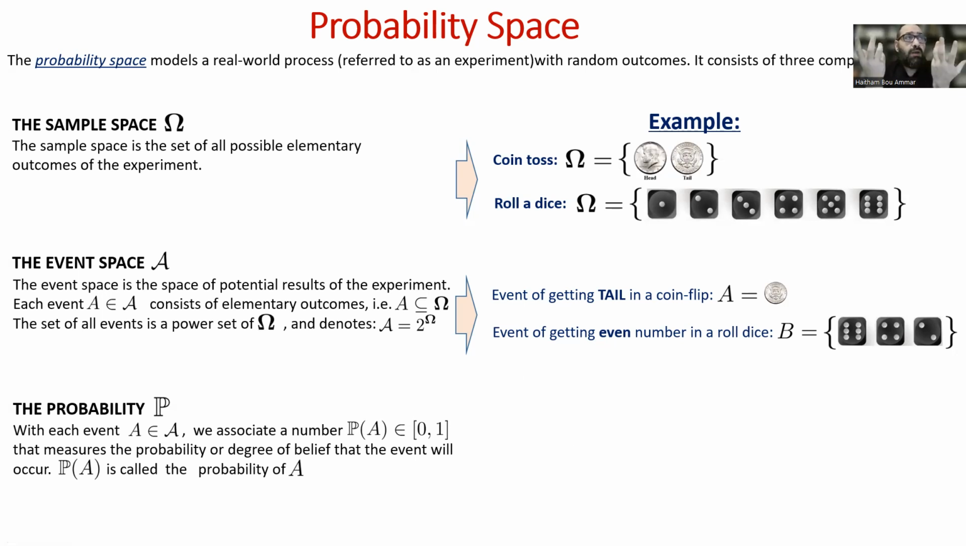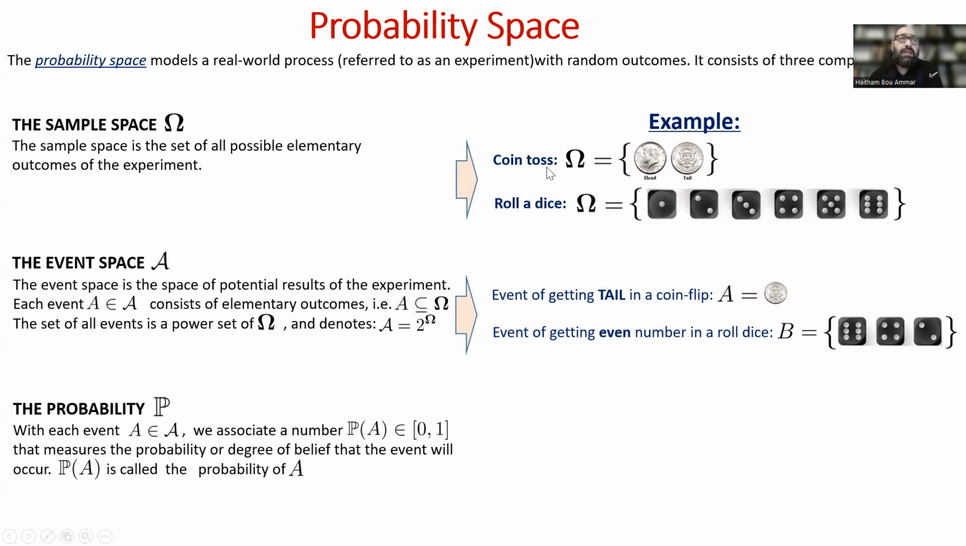So really what is going on is that if we want to reason about a random process, a real world process that has random outcomes, we can write all the possible outcomes that could happen from the experiment we're running. Then we can define the event space, of the events we're interested in actually measuring. And then for each of those events in that event space, we give it a number, which we call the probability, and that measures the degree of belief of how much this event will happen.